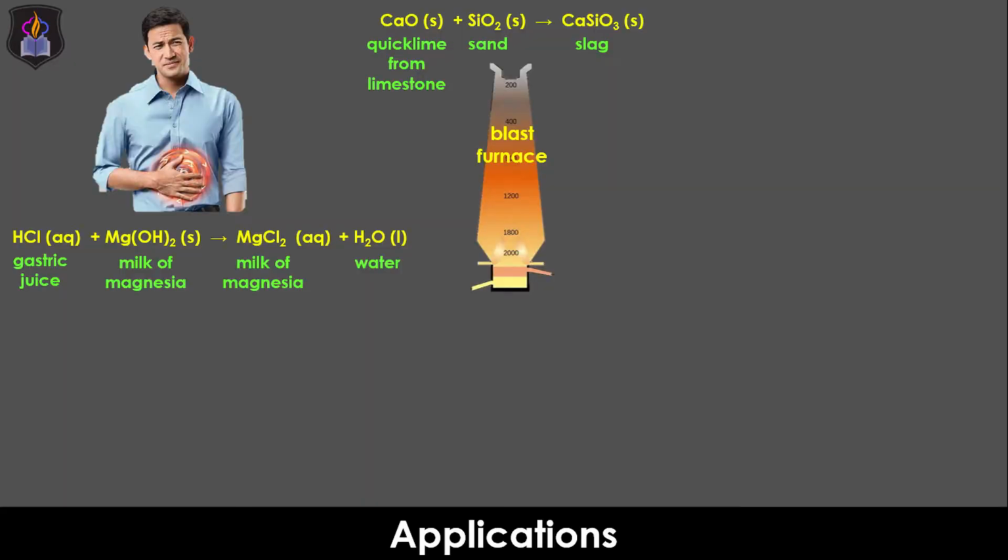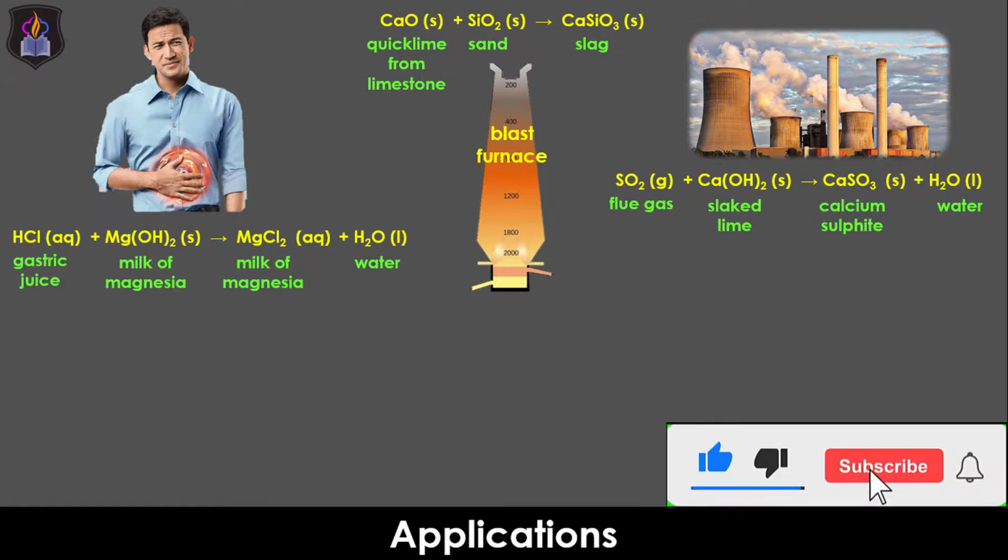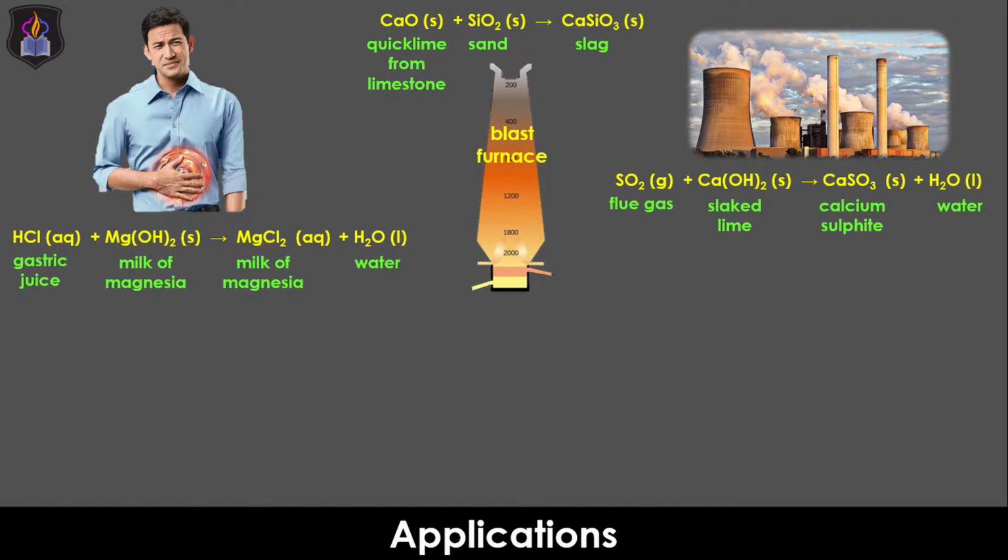Also, the principle of neutralization reactions is applied in the removal of acidic gases like sulfur dioxide from flue gases at power stations using slaked lime or limestone before releasing the harmless gas into the atmosphere. This is known as the flue gas desulfurization. A flue gas is simply a waste gas given off through the chimney during any industrial chemical process.